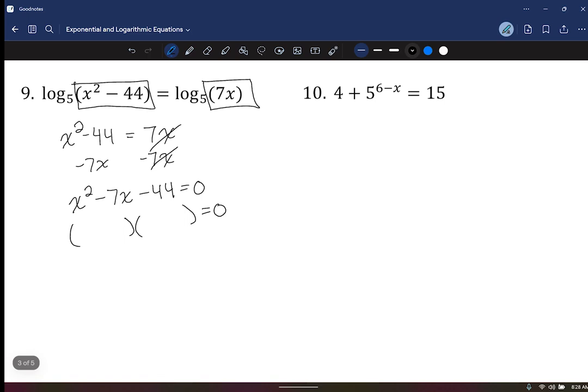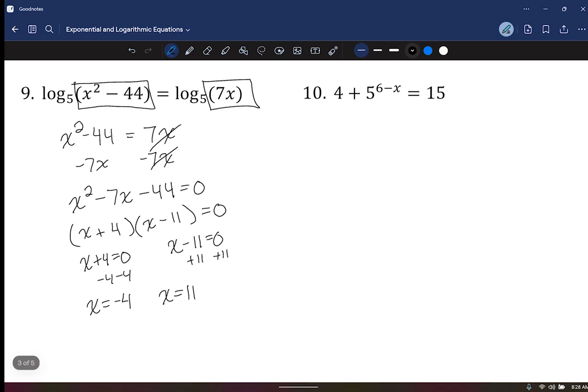So since we have a minus in back, we have one positive and one negative. We have our x and x. And what multiplies to make 44 that subtracts to make 7 is 11 and 4. And 7 is negative, so 11 has to be negative. And 4 has to be positive. And then I set those equal to 0. And I solve. That gives me negative 4 and positive 11. Now, when you have a log in your original equation, you have to make sure that your answers will work with that log. Remember, you can't log 0 and you can't log a negative number.